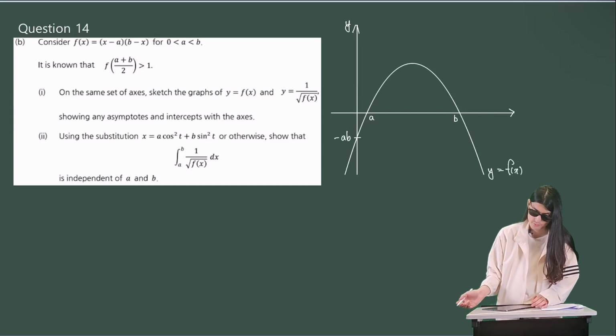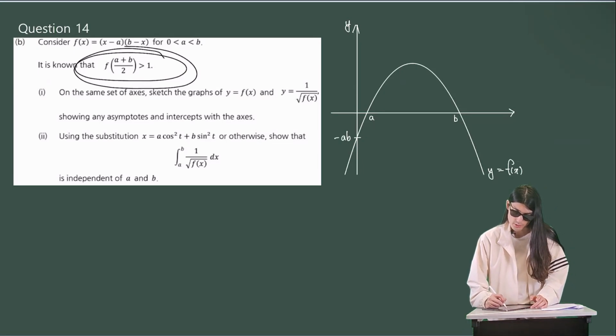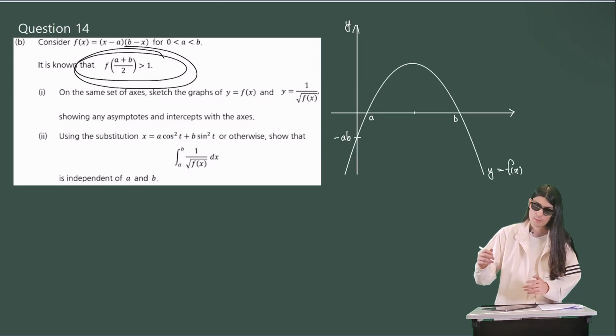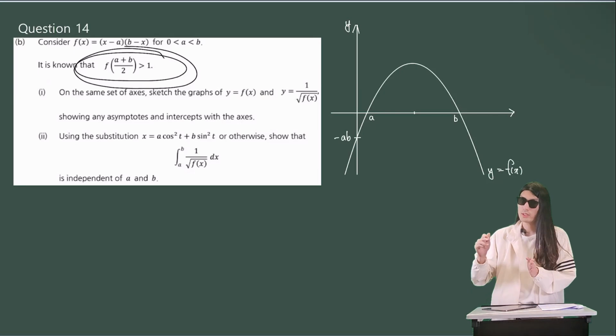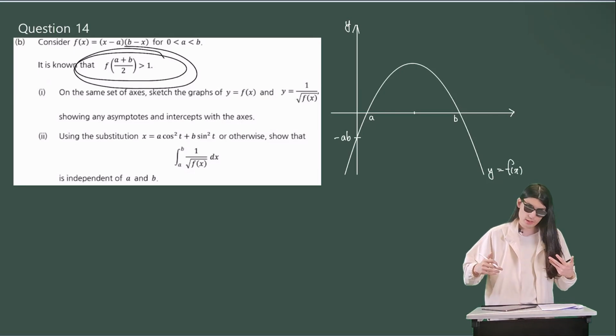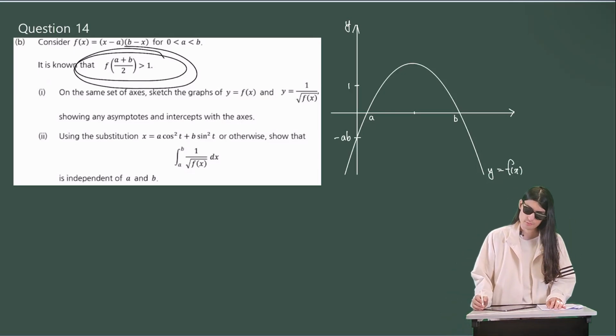Okay, and the significance of them telling you f of a plus b on 2. Now, what's a plus b on 2? A plus b on 2 is the midpoint of the two roots. And of course, for a parabola, the midpoint of the two roots is where your vertex occurs. Okay? And them telling you that the function value at the vertex is bigger than 1 is just telling you that the y-coordinate of the vertex is bigger than 1. Okay? It just means you have 1 somewhere below the vertex, right? That's the graph of f of x.